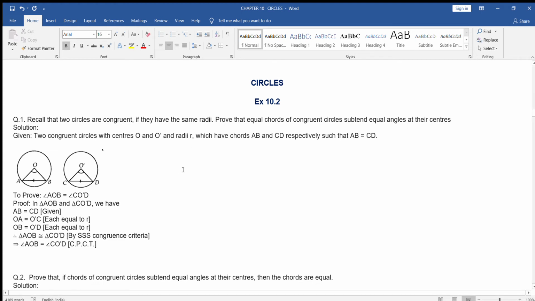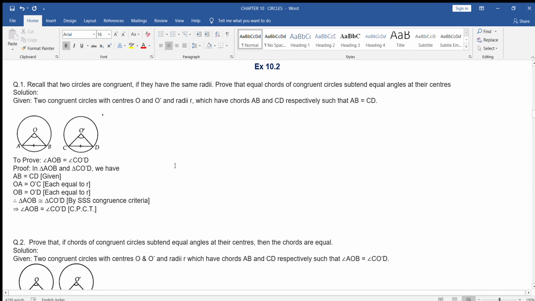First question: we have to take two congruent circles, and their radii are the same. We have to prove that the equal chords of the congruent circles subtend equal angles at the center. These two are the congruent circles, and the radii are the same because they are congruent. We have the chords AB and CD. We need to prove that the angles subtended by them, AOB and CO'D, are both equal. Now see how we will prove it.